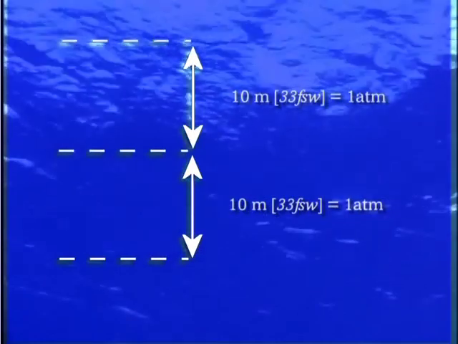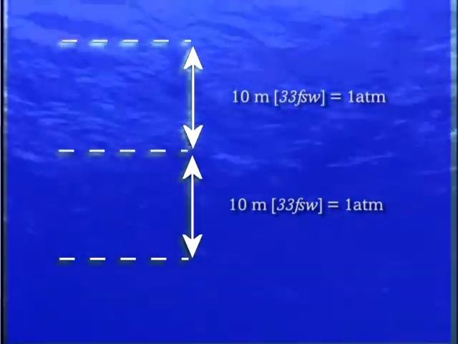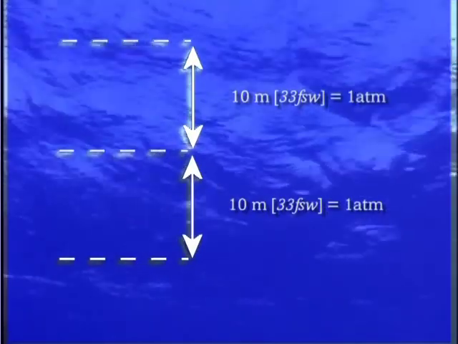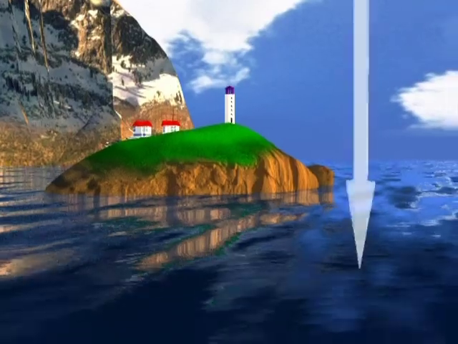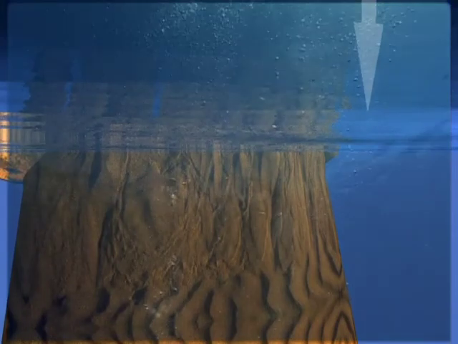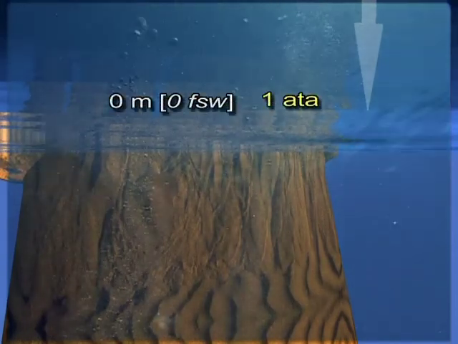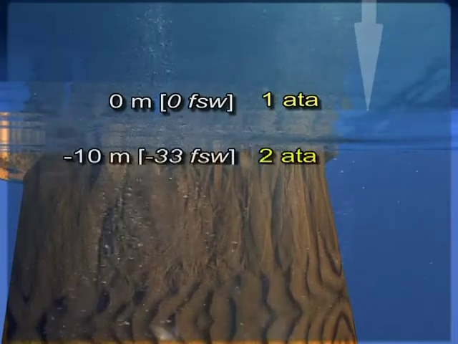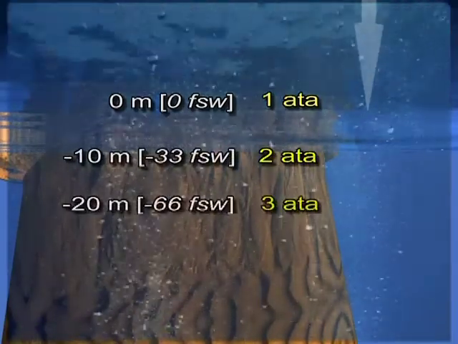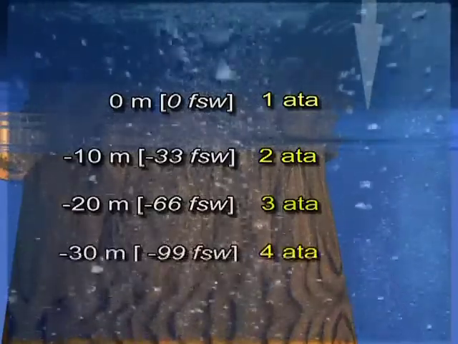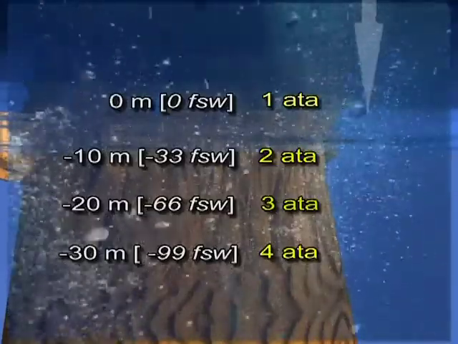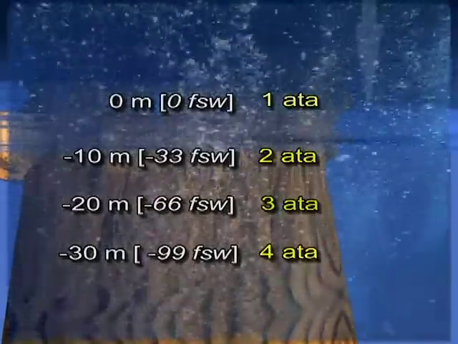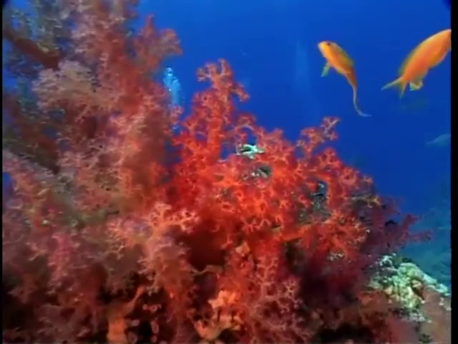As divers, we are interested in the total pressure we are being subjected to. Therefore, we use the term absolute pressure, which is the sum of the hydrostatic and atmospheric pressures. In this way, we take into account both the column of water above us, as well as the column of air exerting a force on the Earth's surface. So it's easy to see that on the surface we have a pressure of 1 atm. The final A means that we are referring to absolute pressure. While, as we descend beneath the surface, the pressure increases progressively. At 10 meters, 33 feet of salt water, the pressure is already 2 atm. At 20 meters, 66 feet, it is 3 atm, and so on.